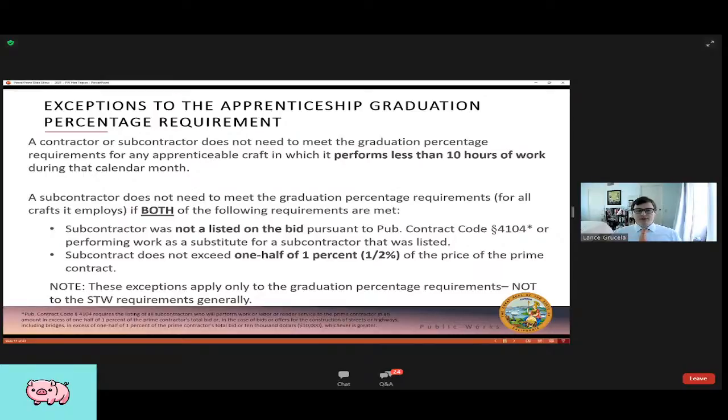The other way is if the subcontractor is not listed on the bid pursuant to Public Contracts Code 4104, and they're not performing work that exceeds 1/2 of 1% of the total general contract. So both of those have to be true, right? If you start off the project and they're both true, and it changes, let's say you're a subcontractor, you're not listed on the bid, it's a tiny fraction of the work, but then as you're working, there's some sort of change order or change to the scope, and you end up getting something that brings you to be over 1/2 of 1%, then that's no longer going to apply, and you're going to have to meet the graduation percentage requirement. So please keep that in mind. Next slide, please.